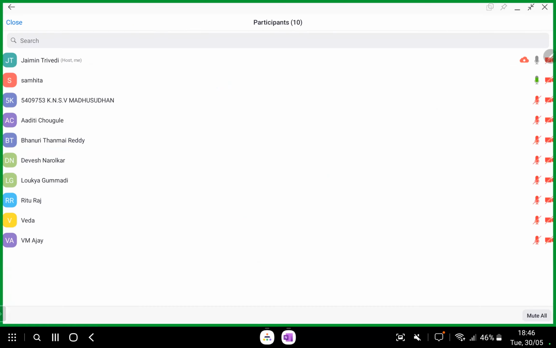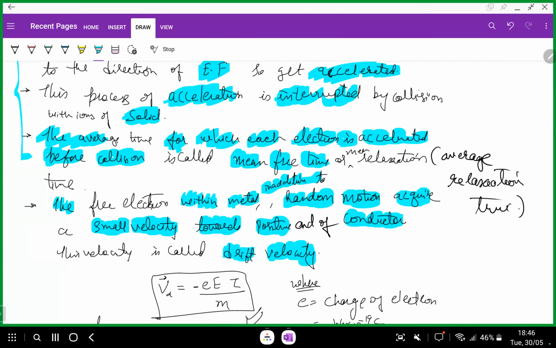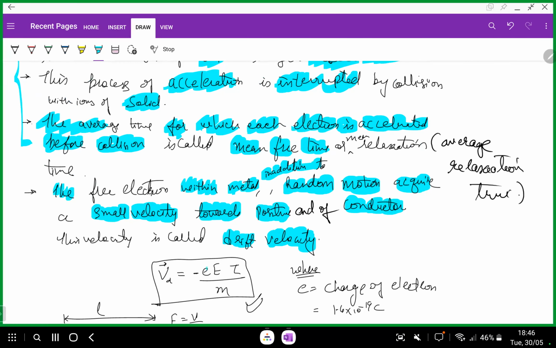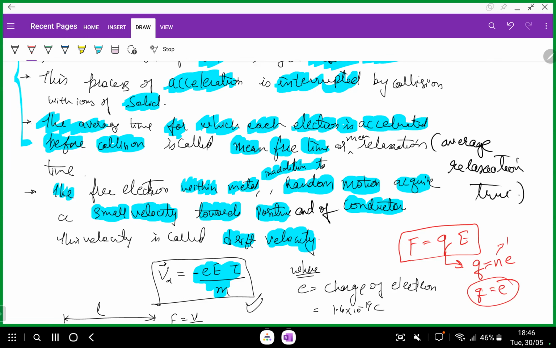Okay. Now, what do we see here? It's a standard formula. Let me change it: F equals QE. Force equals charge times electric field. Now, we are taking the charge as that of one electron, so Q equals NE, where N equals 1. So Q equals E.